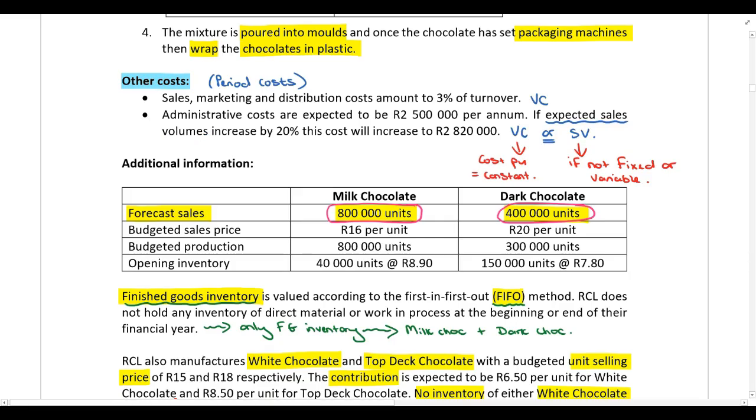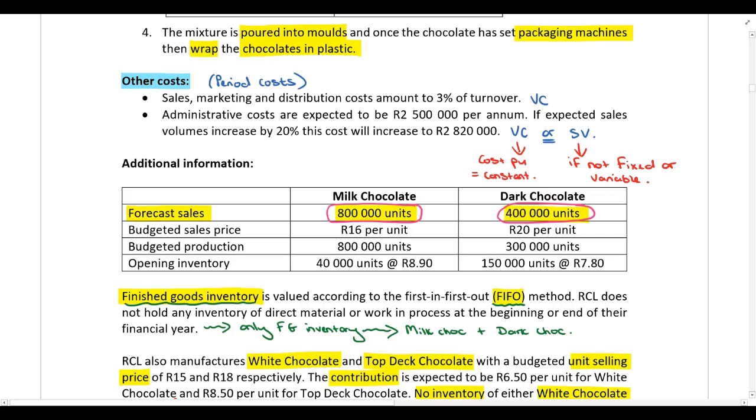So I said to you, it's definitely not a fixed cost because you can see when your sales volume increases, the cost increases from 2.5 million to 2.82 million. So if it's a fixed cost, then obviously it won't change with a change in sales volume. So the fact that it's changing means it's not a fixed cost. Is it potentially a variable cost? Now, the way that you're going to determine whether this is a variable cost is calculate the cost per unit. Because if we have a constant cost per unit, then it's going to be a variable cost.